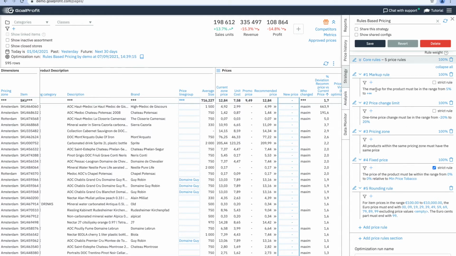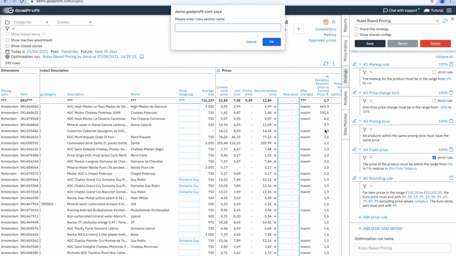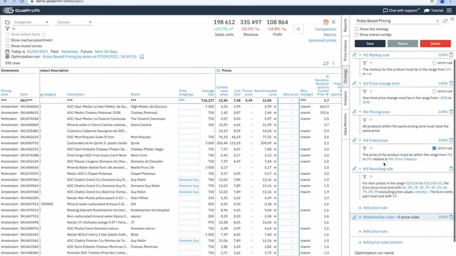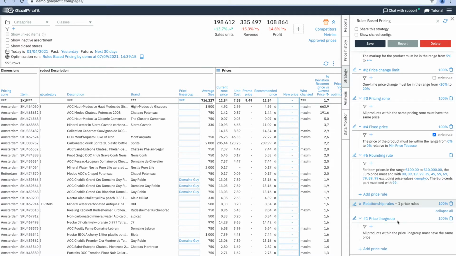Okay, so we created some rules in core rules, and now we can go next. We can create another price rule section. Let's name it relationship rules. What kind of price relationships do we know between different products and stores? Price line group: we could say that all products in the same line group should have the same price.